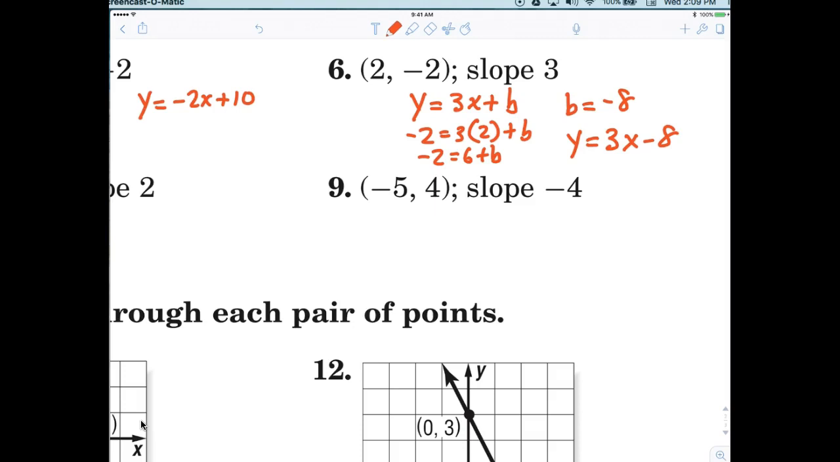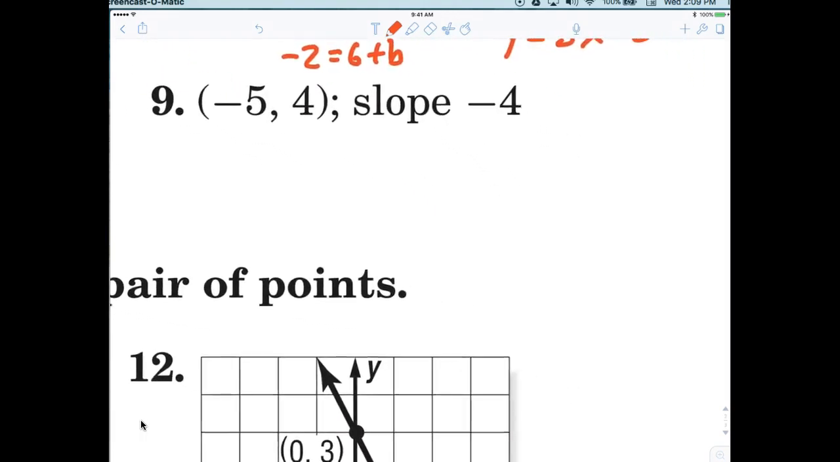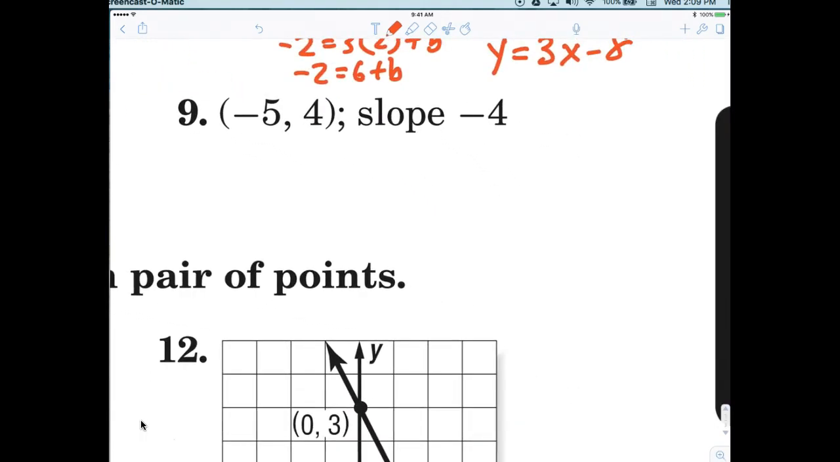All right, so let's just go ahead and do number 9, and then we're going to call it a day. The bell will be ringing here shortly. All right, so let me give you a minute. Now, let's give 30 seconds. See if you can get the answer. 30 seconds and counting.